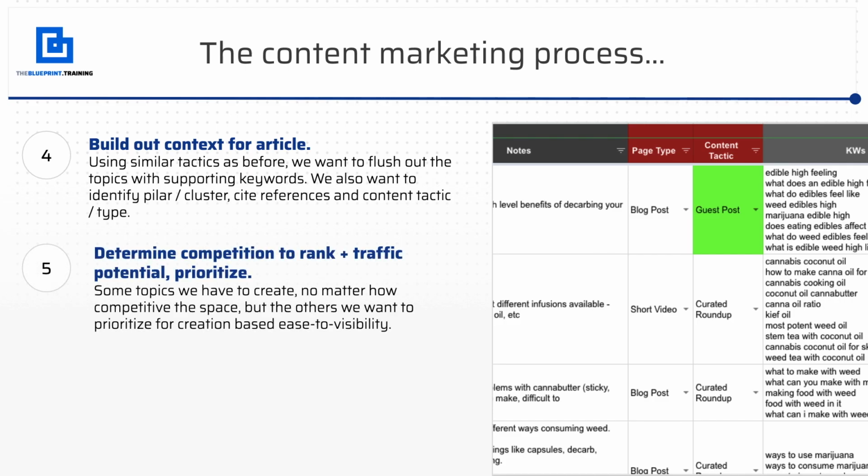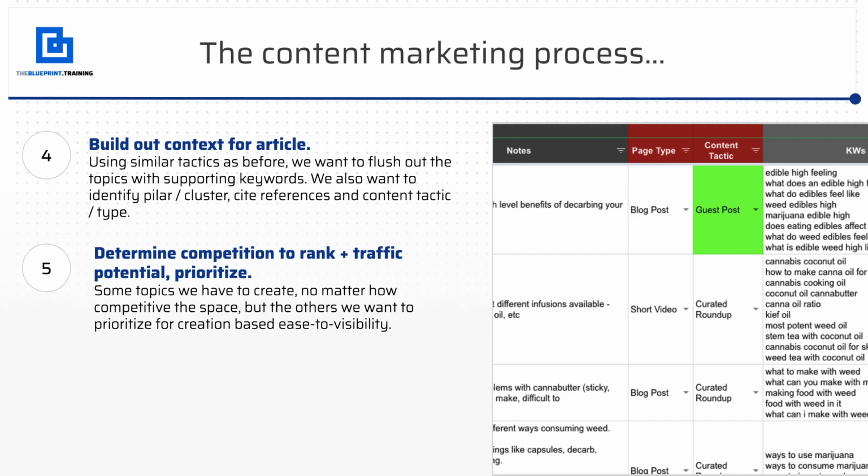So after that, we want to determine the competition to rank, the traffic potential, and prioritize. So just basically filling out this template that I've laid out for you guys. You know, some topics we have to create no matter how competitive it is, but there's others we want to prioritize based on ease to visibility. So again, especially if you're doing this for a client and you're being held to results and KPIs, the more traffic we can drive, the sooner the better.